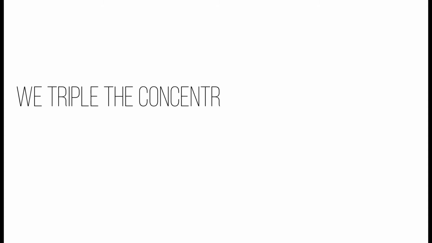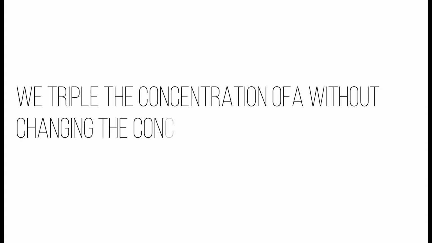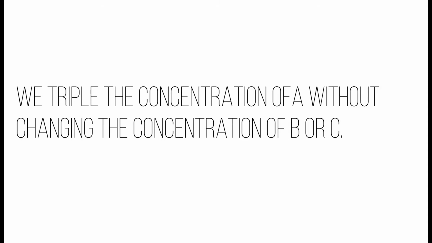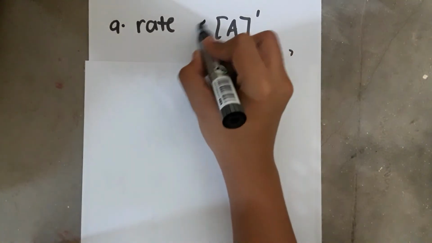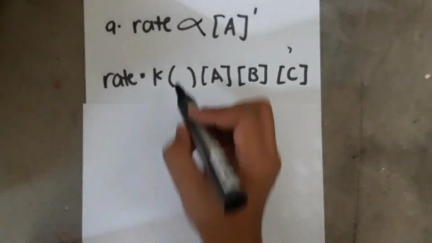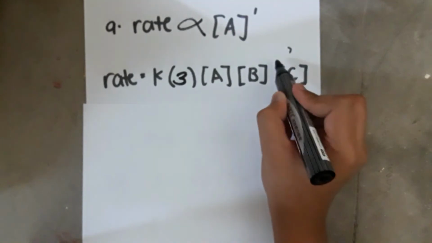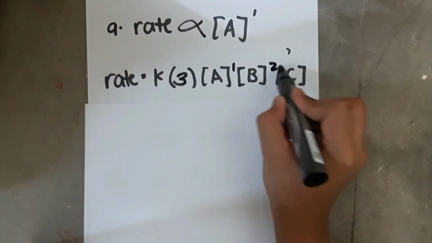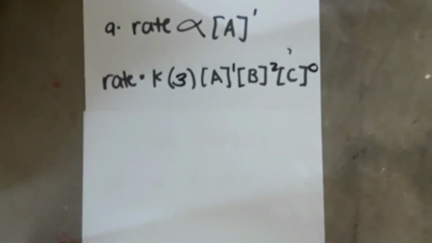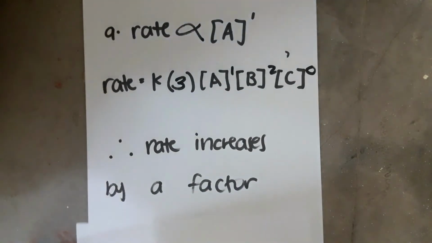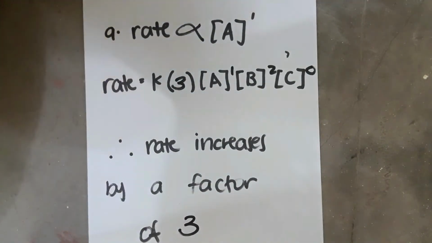We triple the concentration of A without changing the concentration of B or C. We see that rate is directly proportional to the first power of A. We do not change the concentrations of B or C. Tripling A causes the reaction rate to increase by a factor of 3 raised to the power of 1, or 3, so the reaction rate triples.